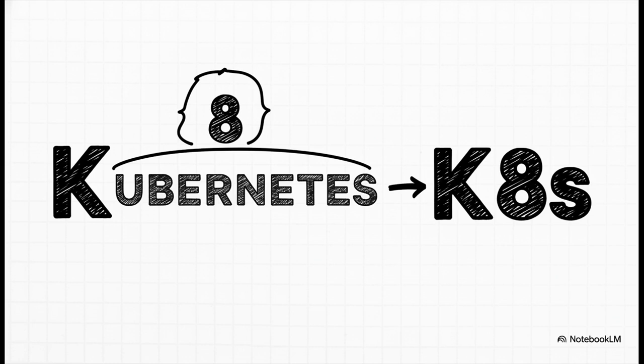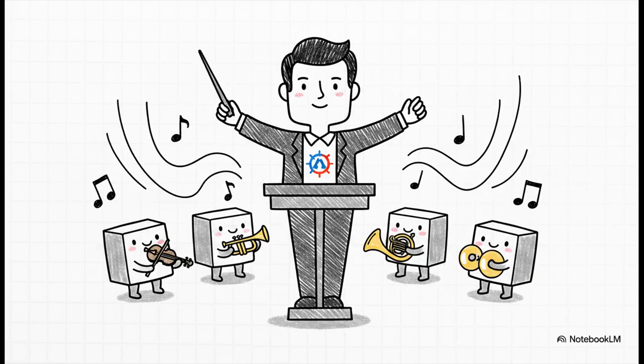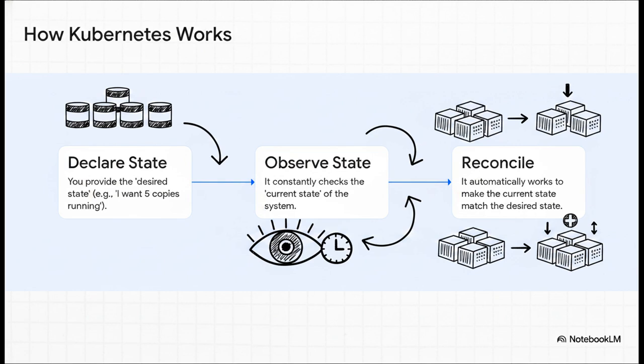It's just a handy little nickname the community uses. So, if our containers are the individual musicians in a giant orchestra, each playing their own instrument, then Kubernetes is the conductor. It doesn't play the instruments itself, but it makes sure every single musician starts on time, plays in harmony, and that the entire symphony just sounds incredible. So, how does this conductor actually do its job?